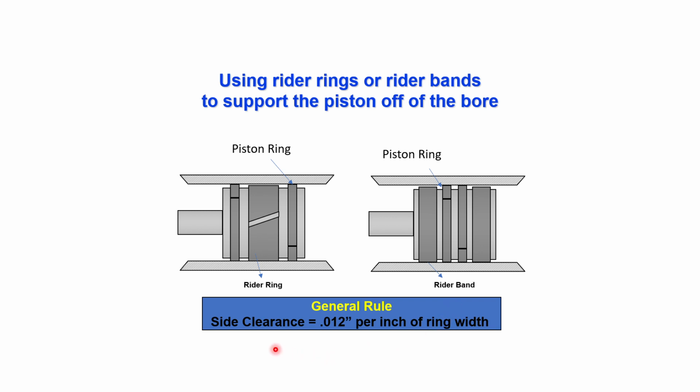Now there is a general rule that the side clearance should be equal to 0.12 inch per inch of the ring width. This is the ring width, so it is as per that formula.